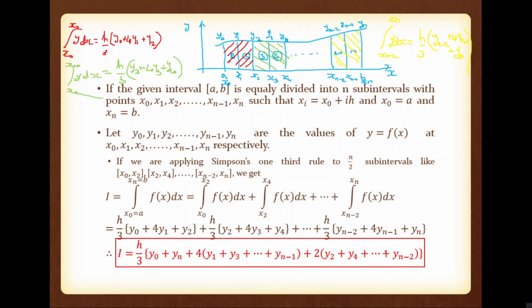I is equal to h by 3 into y0 plus yn plus 4 into y1 plus y3 plus etc. plus yn minus 1 plus 2 into y2 plus y4 plus etc. plus yn minus 2. So this is known as Simpson's composite one third rule. Okay.